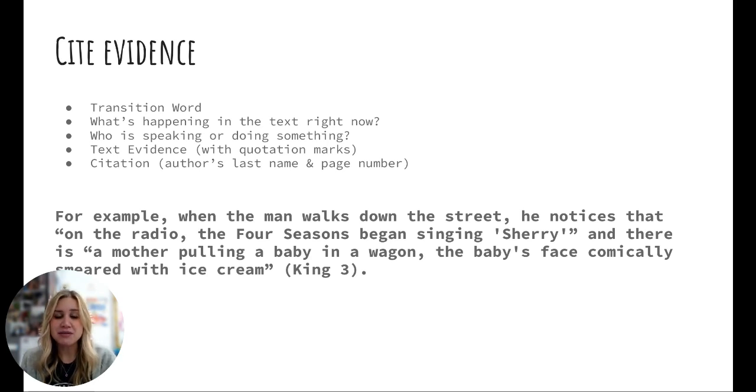Who's speaking or doing something? This is where you might have like, Sally said or Bob yelled, something like that. There's not really anybody speaking, so I just said he notices that. So I have my transition word, for example, what's happening when the man walks down the street, and then what's he doing? He's noticing. Then I put my text evidence. I made sure to put quotation marks. And then my citation at the end, last name, Stephen King. So I put King, and then the page number is 3.